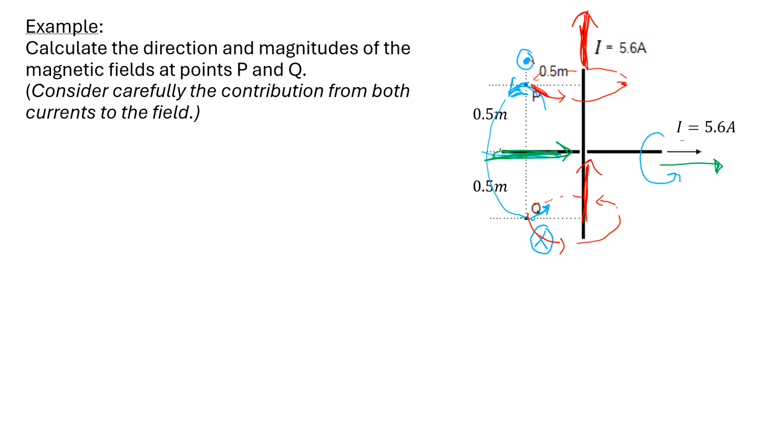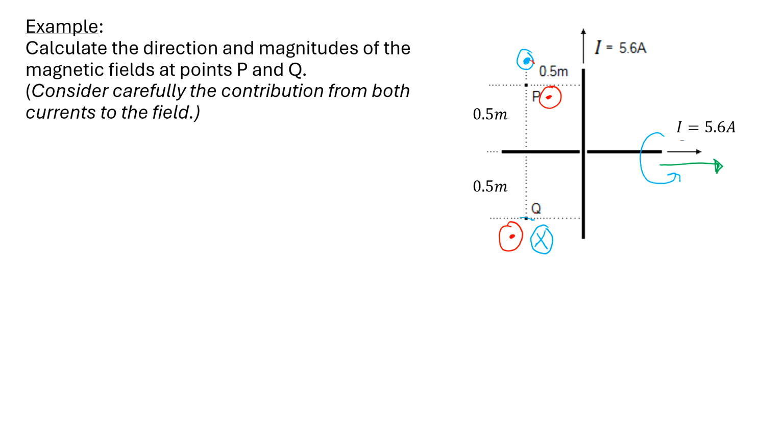And so let me erase some of the markings just to make it a little bit easier to see, and only keep the standard markings. The horizontal blue is going to generate a field out of the page at point P, and so is the vertical one. But at point Q, blue is going to generate an into the page field, whereas the vertical one is still going to generate an out of the page field.